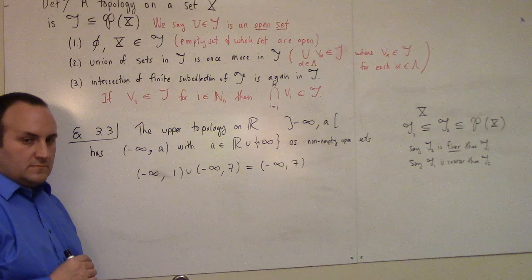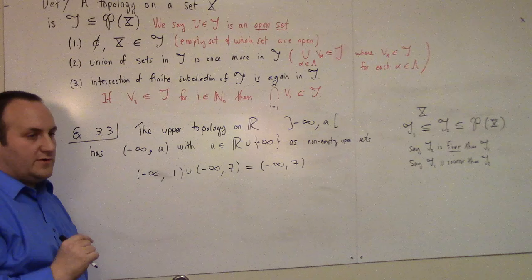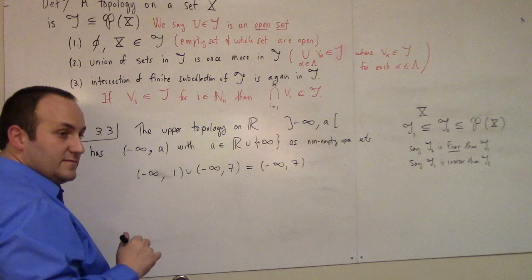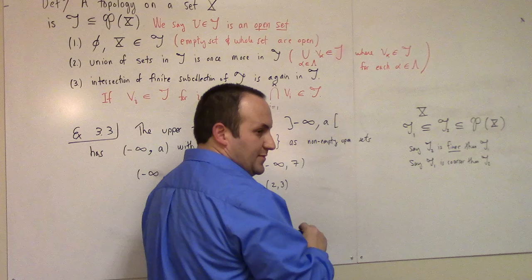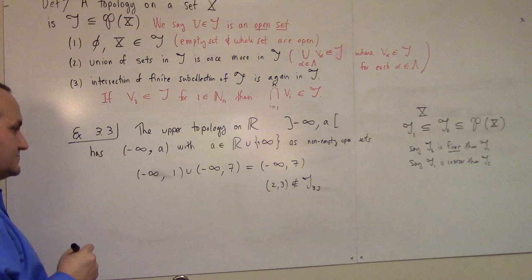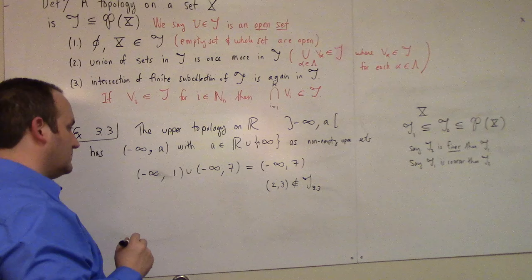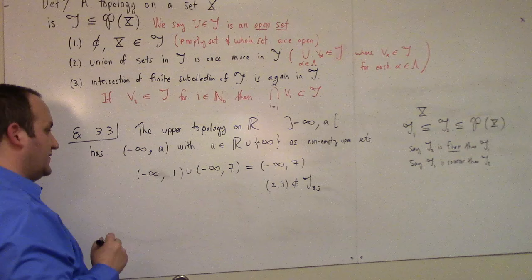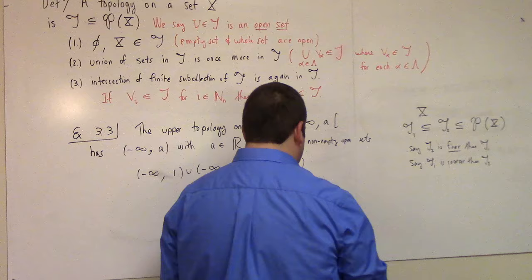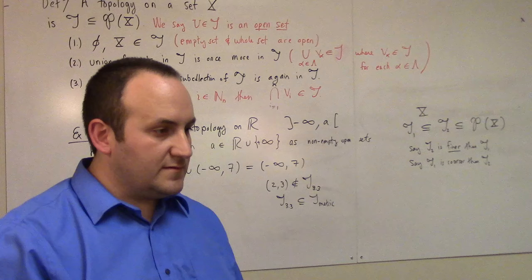Wait, sorry, say that again. Is this topology going to be finer or coarser than the usual metric topology? Coarser, right? Yes, I think so. Because, for example, this is an open set in the metric topology, but this is not an element of the, let me call this thing tau 3.3. Another example: the interval negative infinity to A would be an element of the metric topology. Yeah, that's right. So it's clear that the 3.3 topology is a subset of the metric topology. Now, the metric topology is not the finest topology on the reals. Of course, you can take the discrete topology.